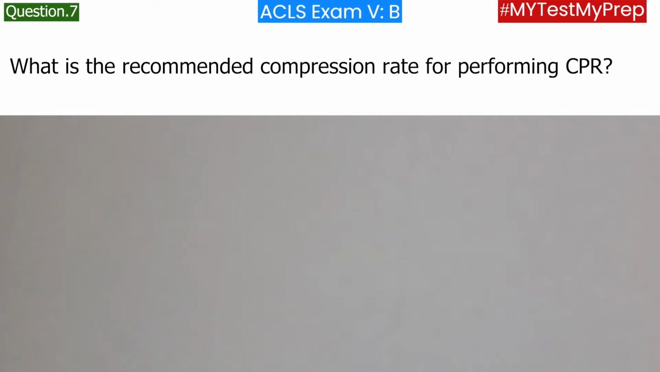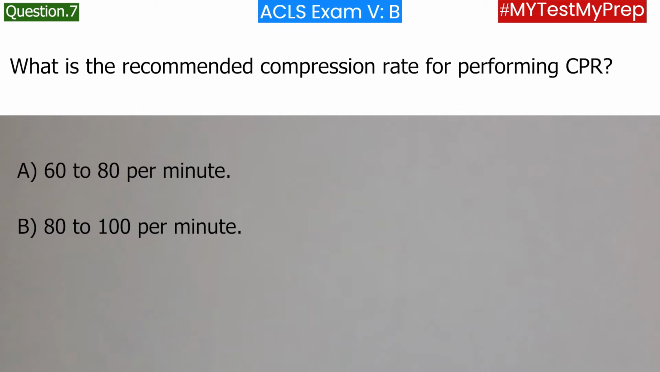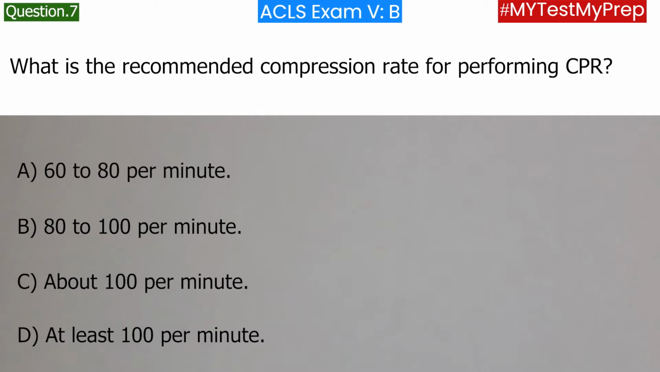What is the recommended compression rate for performing CPR? A. 60 to 80 per minute. B. 80 to 100 per minute. C. About 100 per minute. D. At least 100 per minute. Answer: D. At least 100 per minute.